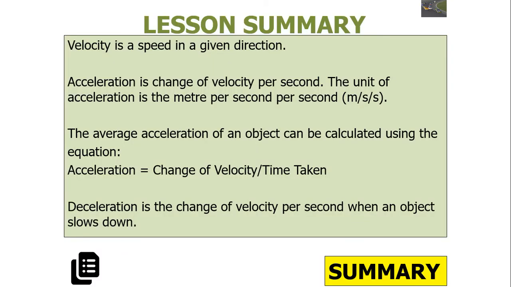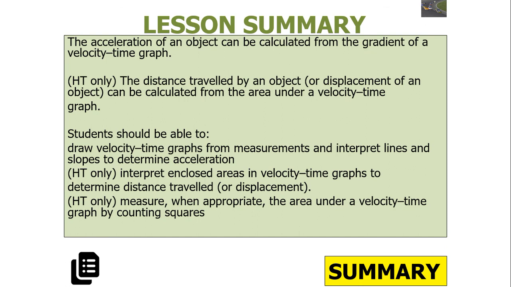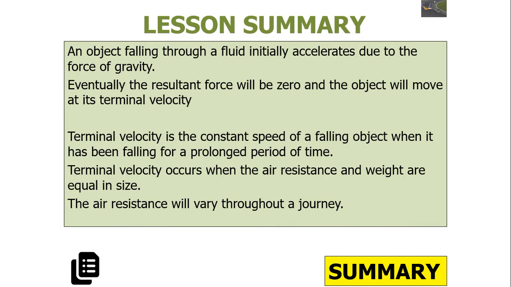Now, let's see if we've understood what we've covered in today's lesson. We know that velocity is a speed in a given direction. Acceleration is the change of velocity per second, calculated by change of velocity over time taken. Now you can work out the acceleration of an object from the velocity time graph, and you can work out the distance travelled by an object from the area under the line of a velocity time graph.